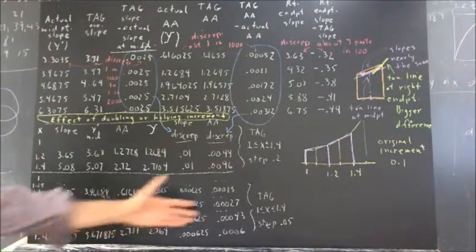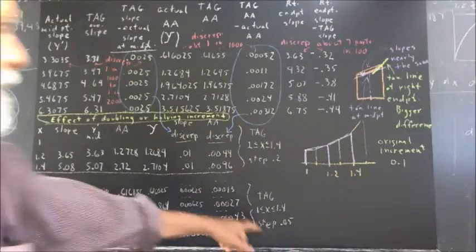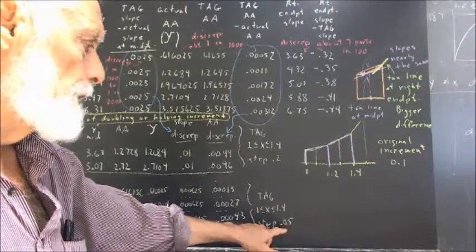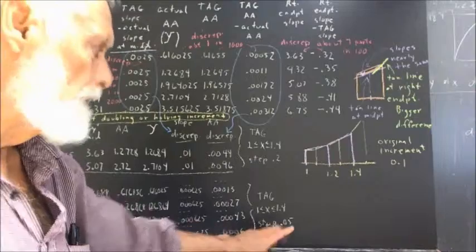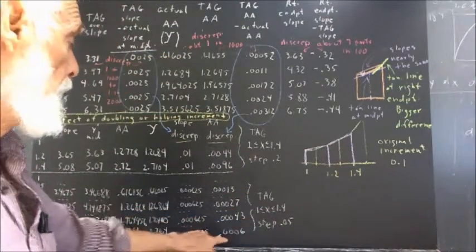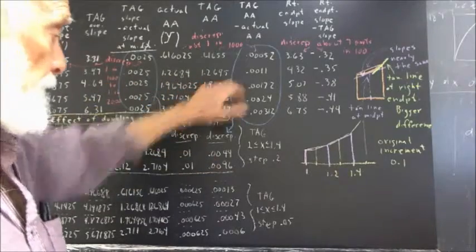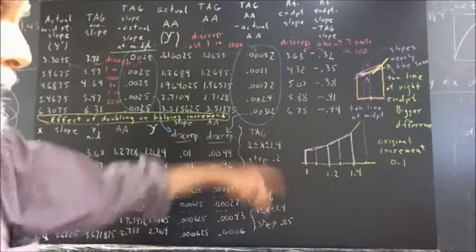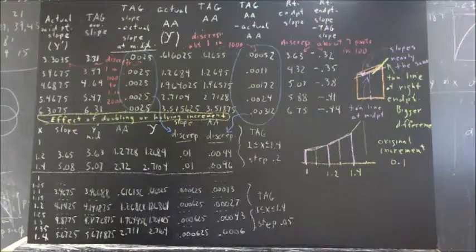Now we list similar values, but now for a trapezoidal approximation graph with a step of 0.05, half the increment we used on the original, and we want to compare these discrepancies with the discrepancies in the original. And let me just sketch what this means.